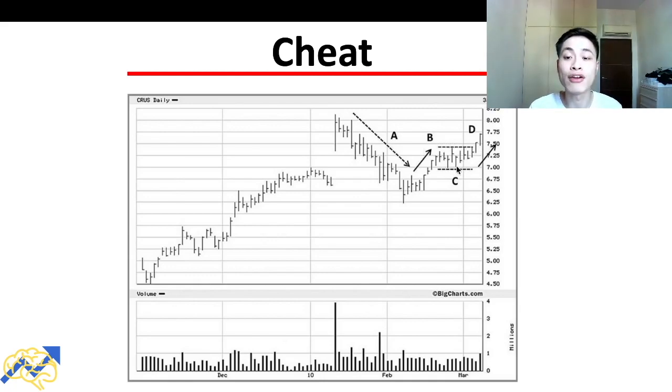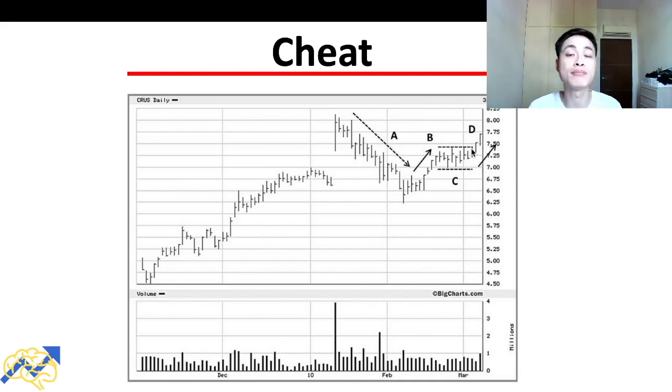So why is this area a cheat setup? So at this part of the base over here, the reason why this is a cheat setup is because there's a contraction in price over here. So prices tighten up at this point over here. And then we see that volume is also contracting at that part of the base. So this is Mark Minervini's cheat setup.